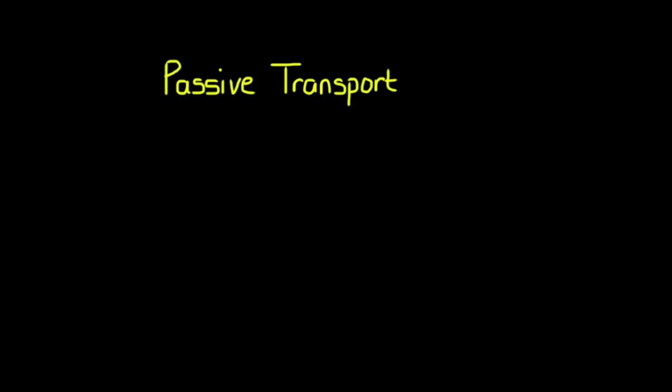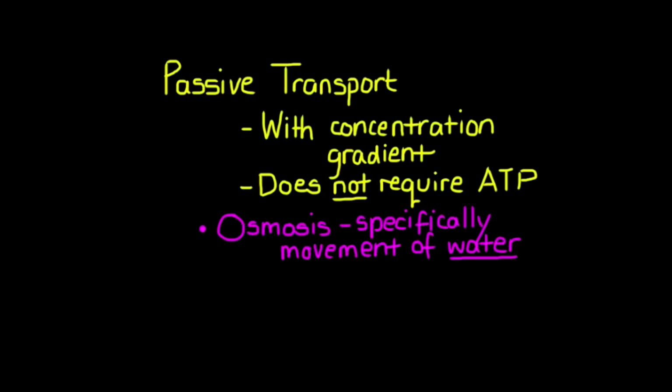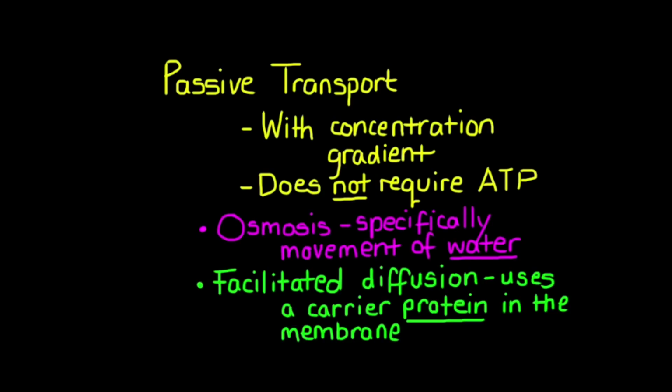So in summary, passive transport involves the movement of molecules with the concentration gradient, and it does not require ATP. However, osmosis is specifically the diffusion of water molecules, while facilitated diffusion involves a carrier protein in the cell membrane.